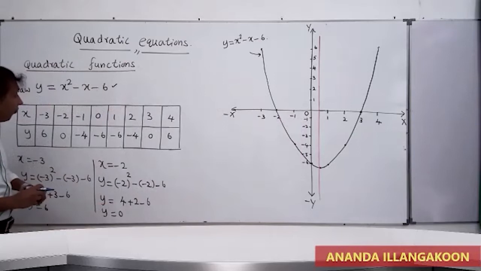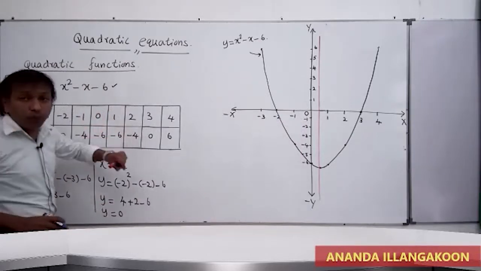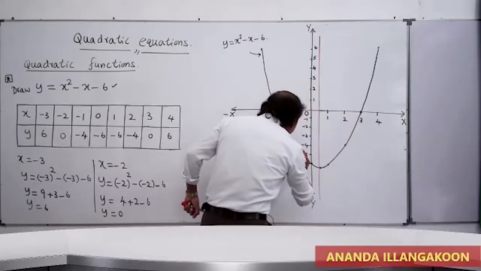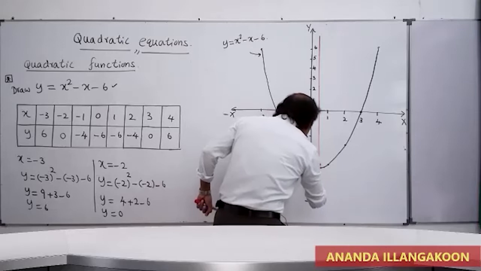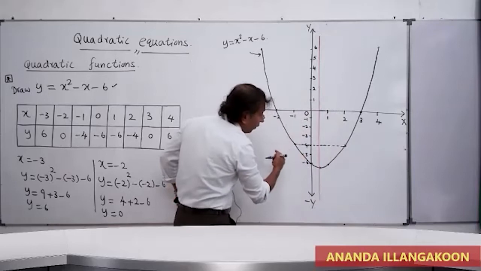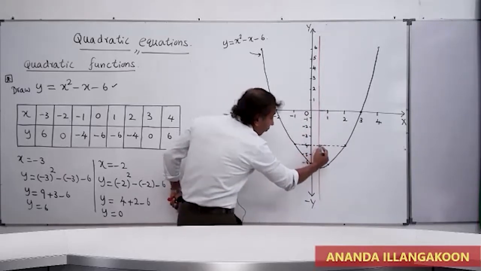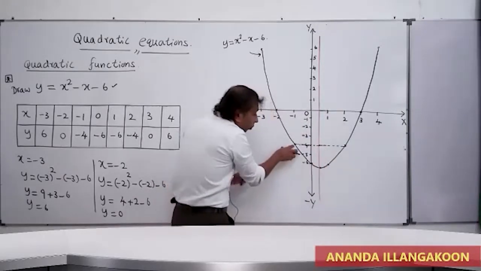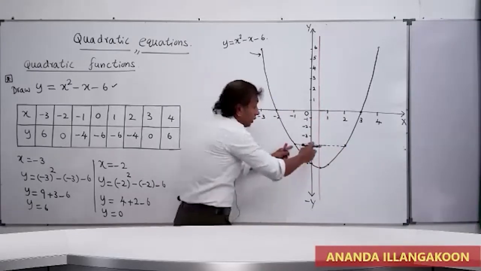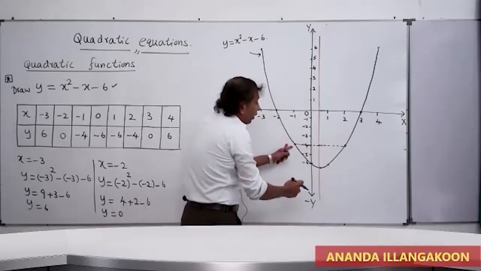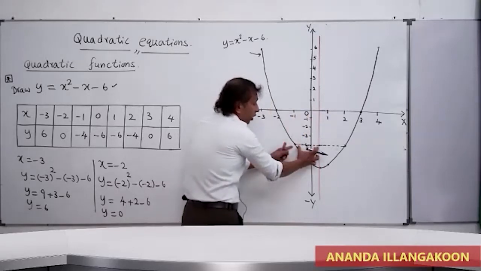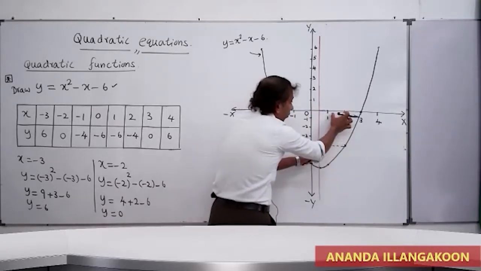And next one, x is 2, y also -4 here. You can see here, when I draw a horizontal line through this y equals -4, from this line to this point on the graph, and from this point to this point on the graph, these distances are equal. Why? Here 1, here half, from here to here 1.5 units, and here also 1.5.